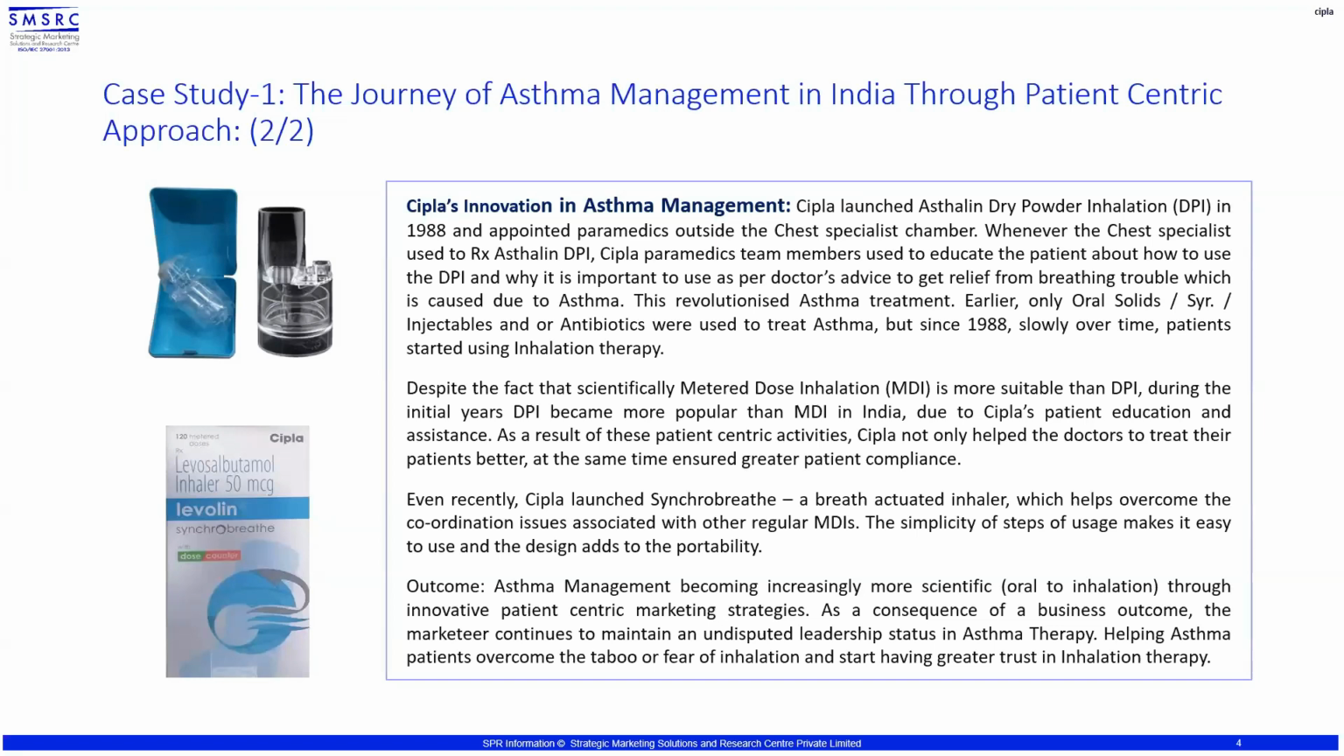Those who are aware will know that with MDI you need to coordinate, or you need to use a spacer or something like that, to get the medicine effectively inhaled. The simplicity of steps and usage makes it easy to use, and the design adds to the portability as well. This is yet another example of a recent patient-centric approach, and prescription data reflects that these Syncrobit-type therapies in asthma are getting great momentum and acceptance by doctors and patients. Why are doctors prescribing this? Because it becomes very simple and easy for the patient to use, and the efficacy of the medicine improves.